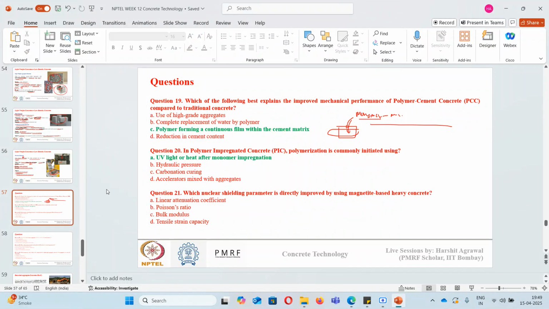Question number 21. Which nuclear shielding parameters are directly provided by magnetite based heavy concrete?